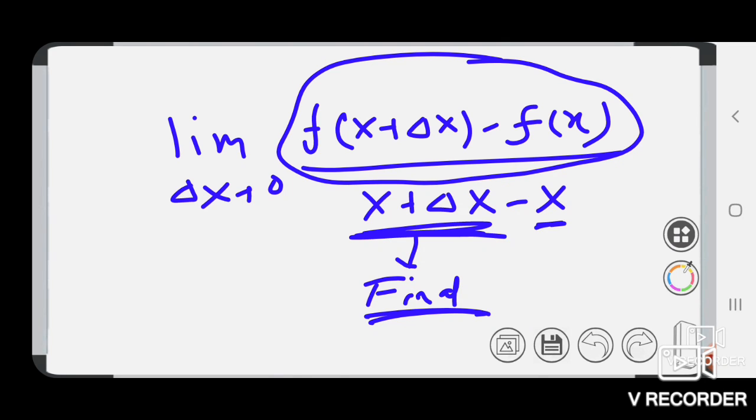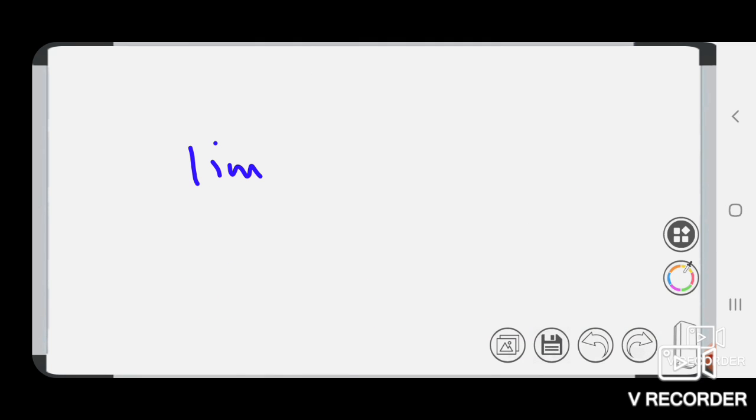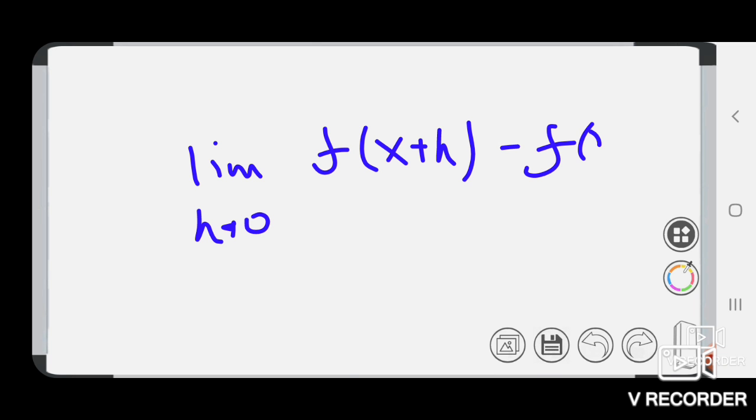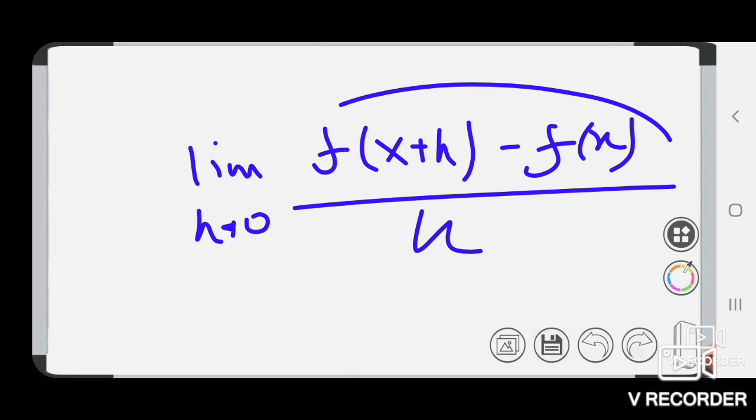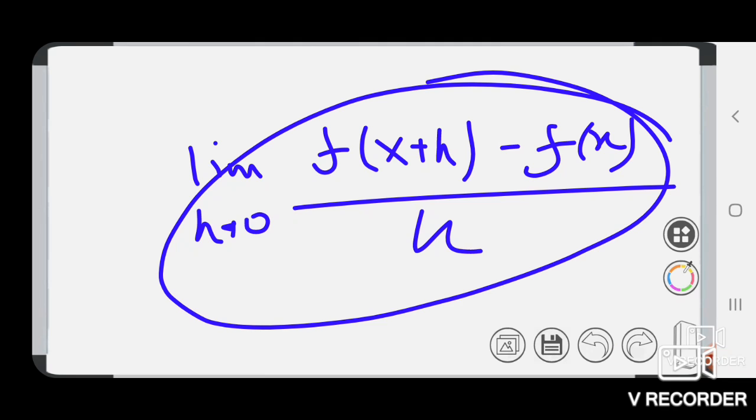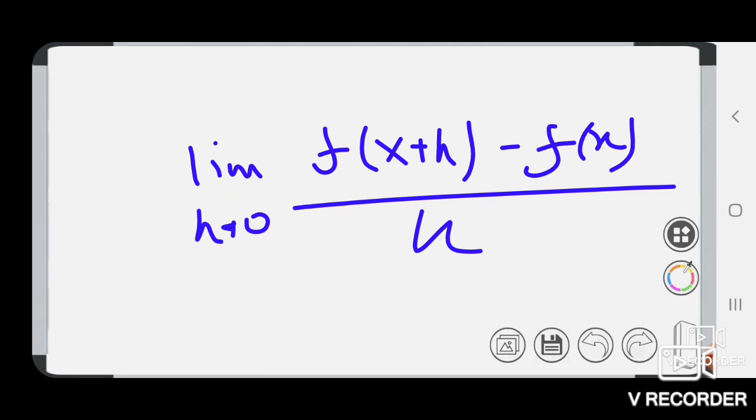So what we have to understand is that this is what the first definition of derivative is. If we further simplify, x is cancelled out, and consider del x as some term h. Let's substitute h in the place of del x, and this is what comes as the first definition of derivatives.